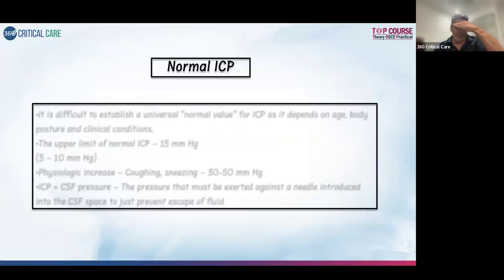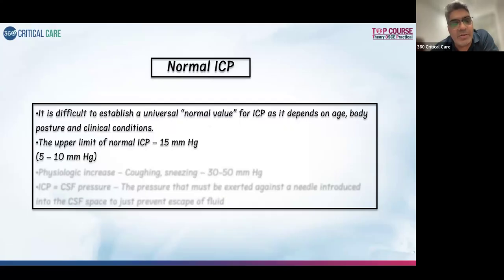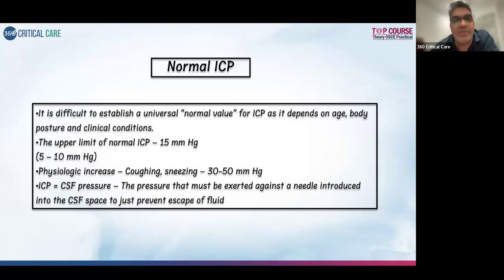All right, a few things about ICP monitoring. This is important in the exam because if you're placed in a neurosurgical or a trauma unit, they can ask you about this. What's the normal ICP? It is usually around 5 to 10 millimeters of mercury, but it varies at different positions. The physiological range can be up to 50 millimeters of mercury if the patient is acutely coughing or sneezing. Okay.